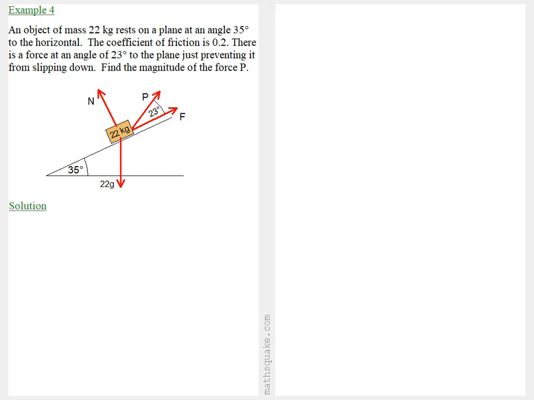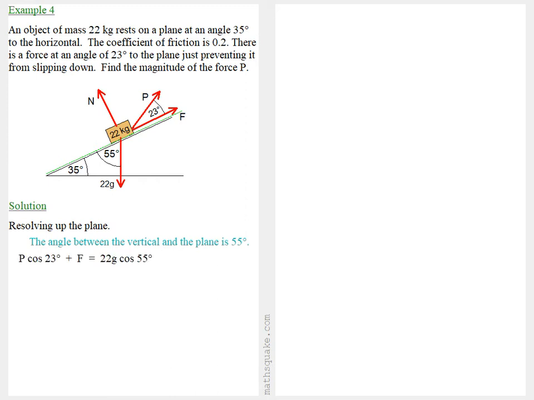Well, to solve this, we need to resolve up the plane. Now, the angle between the vertical and the plane is 55 degrees. And because the object is just about to slip down, the frictional force is up the plane. So P cos 23 plus F is equal to 22g cos 55, which means F is equal to 22g cos 55 minus P cos 23.